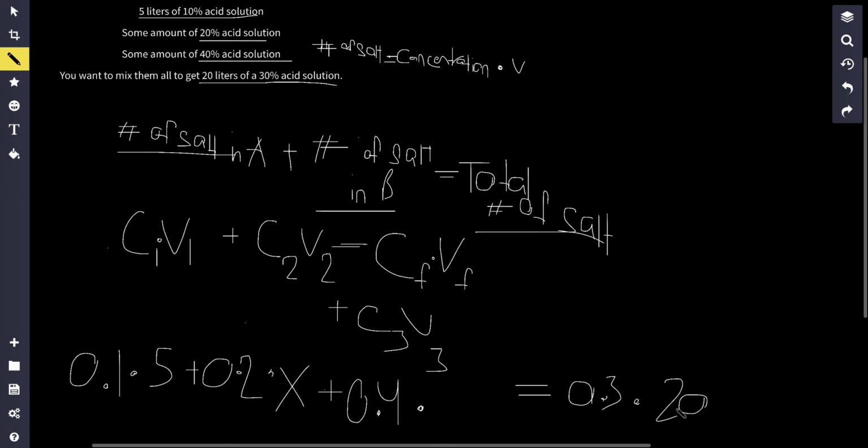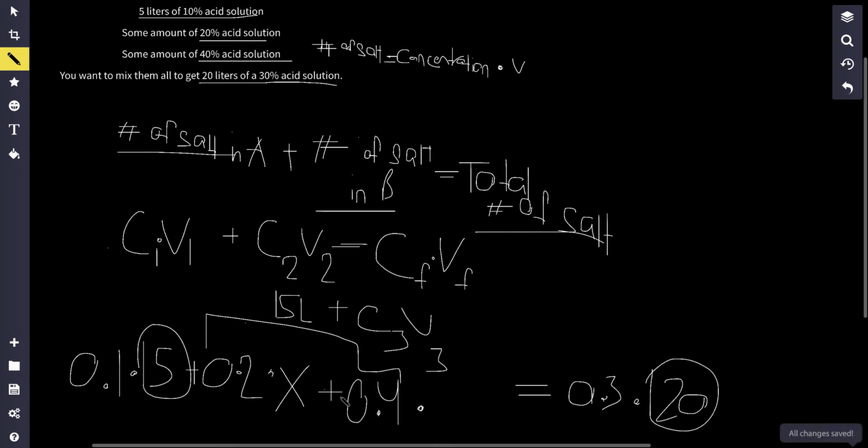Now I already know that I'm using 5 liters of this solution. So effectively, these two solutions should add up to be 15 liters, right? Because I'm using 5 liters for this, and I know that I have to get 20 liters in total. So these two mixtures right over here have to add up to 15 liters in total, because 5 plus 15 gives us 20.